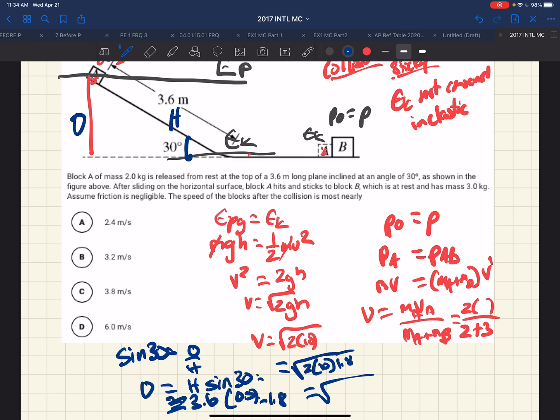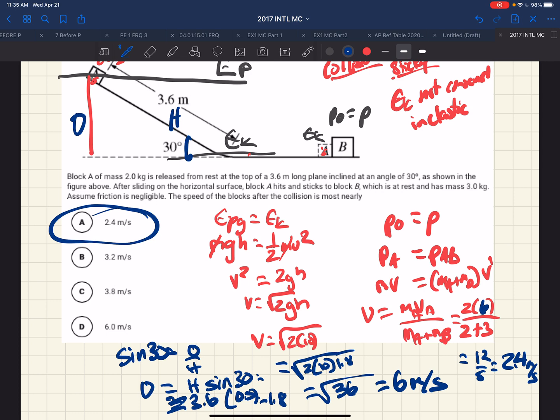You may think you need a calculator for this, but you don't really, because 2 times 10 is 20, times 1.8 is the square root of 36, which is then 6 meters per second. Choice D is our velocity at the bottom. And so we have 6 here. So we have 6 times 2 is 12, divided by 5, is 2.4 meters per second.